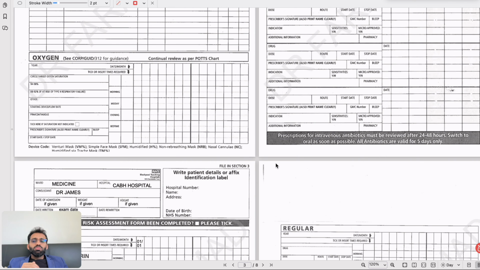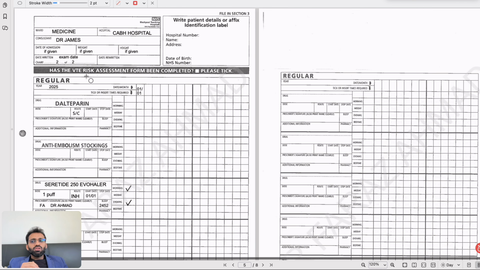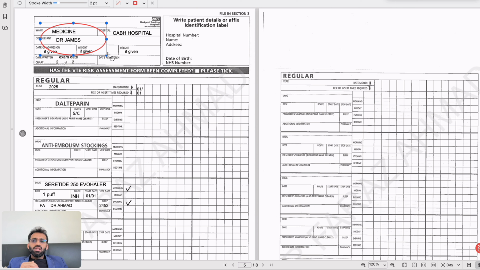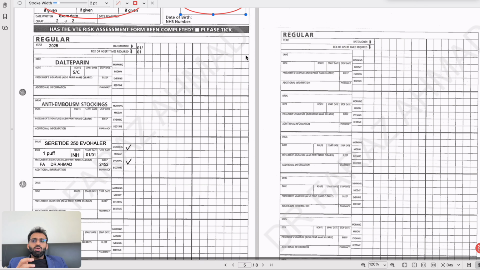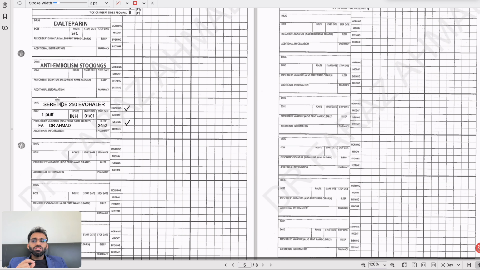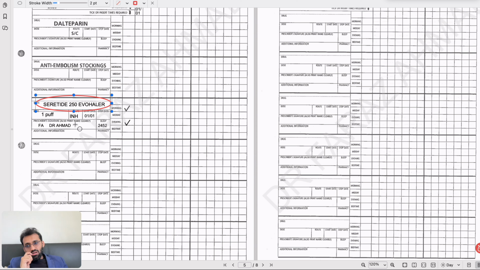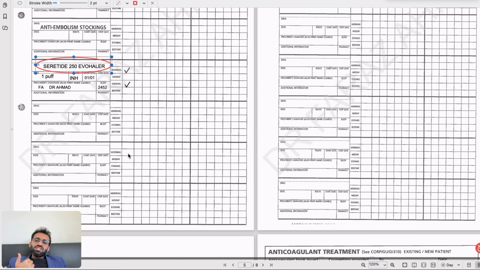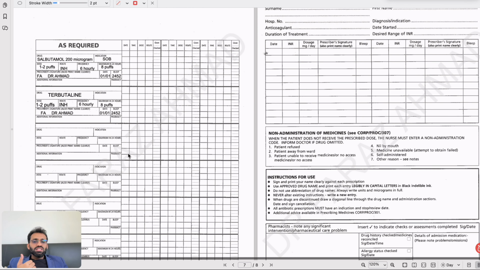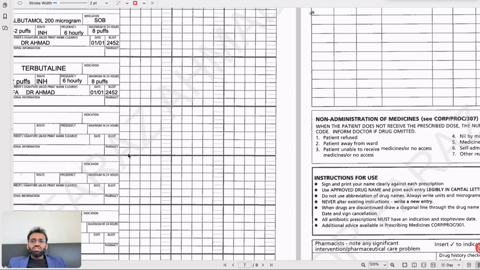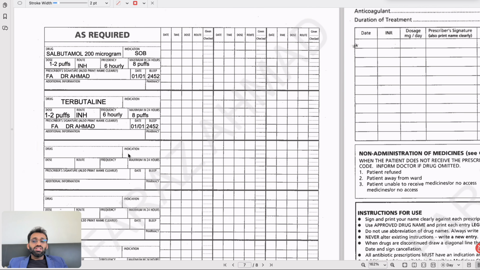So in this way you will move forward, and then we are going to write about the regular medication. So again, the medical department, hospital name, consultant name, and then you will paste the patient sticker in this box. And then the regular medication was Seretide 250 Evohaler, 1 puff inhaled, and the start date will be your exam date, and that was BD. You will tick the morning and the evening box. Then you will do the signature, write your name and the bleep number, and the rest of the medications were in the as required section. In the as required section, medications were salbutamol, terbutaline, and tadalafil.